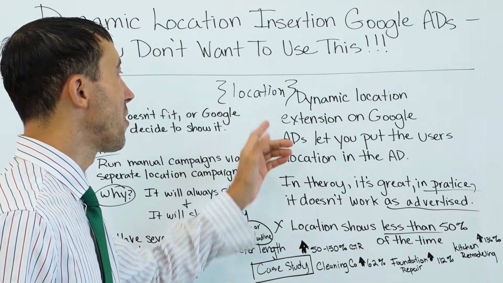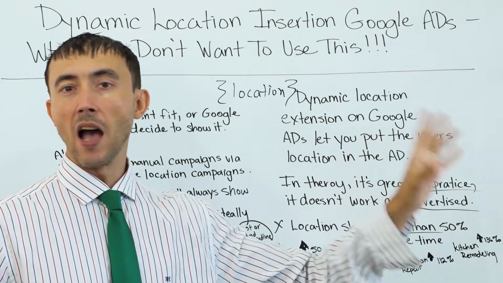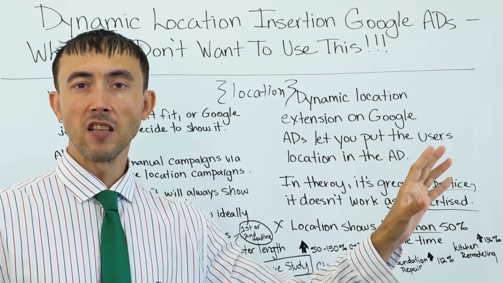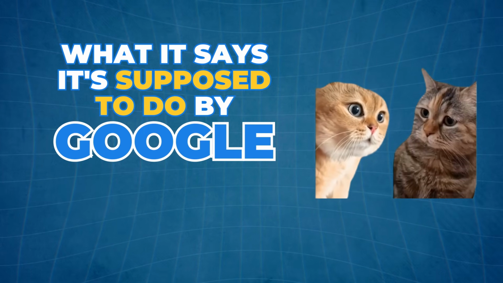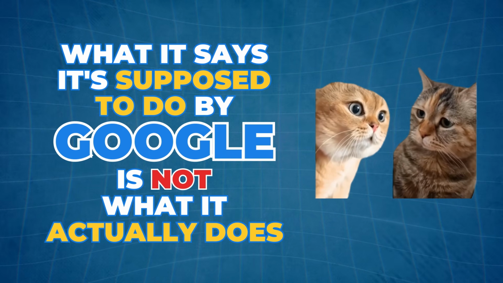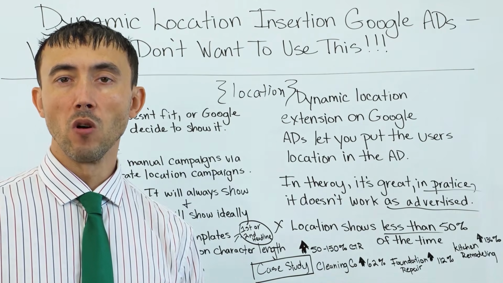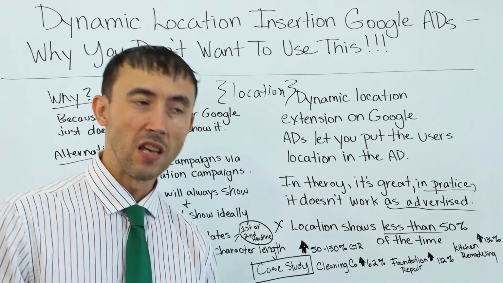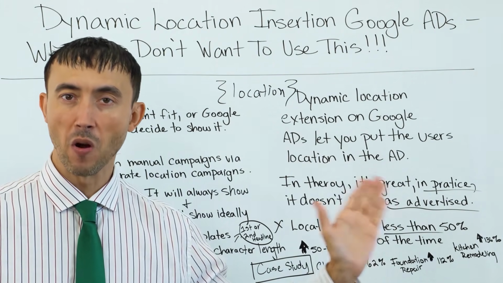So in theory, if it worked like it was supposed to, I would start using it. I've tested this myself. I know how crappy it is, in that what Google says it's supposed to do is not what it actually does. It would be great if all the way down to the individual suburb was in the ad, versus saying Chicago, you're saying Lincoln Park, the user's in Lincoln Park or whatever.